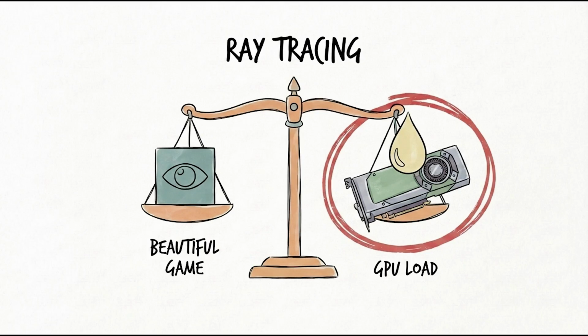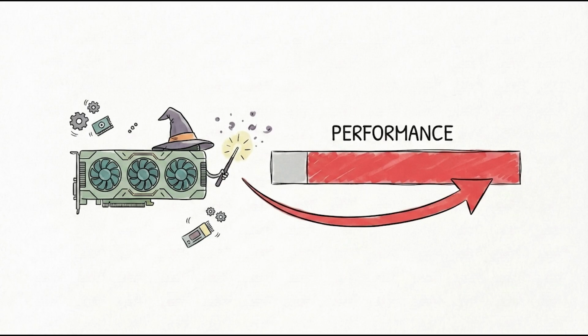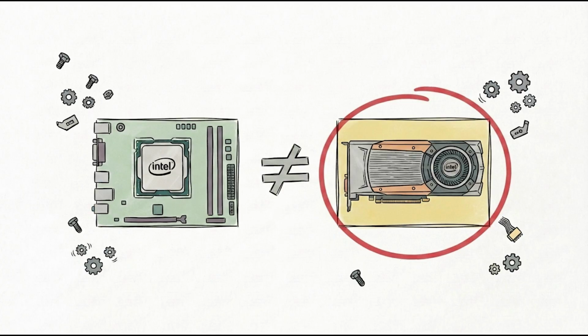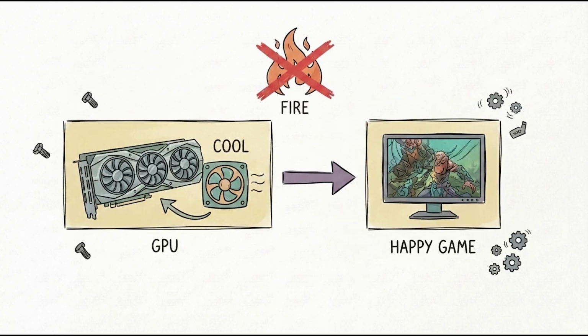So there it is. Ray tracing makes your games look absurdly good, but absolutely punishes your GPU in the process. DLSS uses NVIDIA's AI wizardry to claw that performance back. FSR does the same thing for everyone, with zero hardware lock-in. And XeSS proves Intel isn't just here to make processors. The technology is different across the board, but the goal is identical. Play beautiful games without your graphics card catching fire.